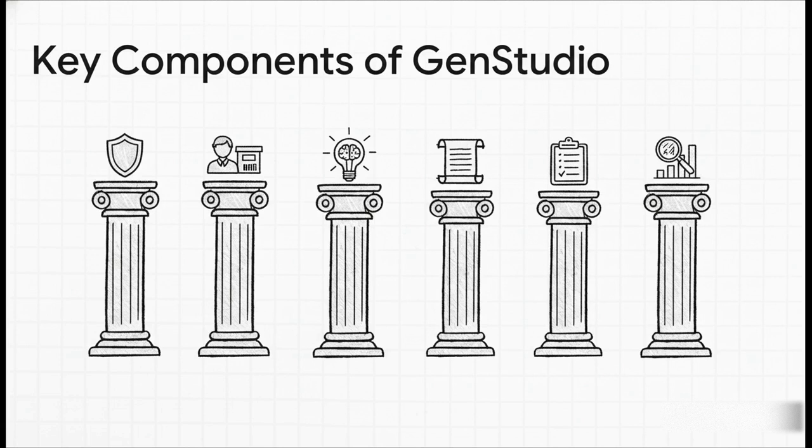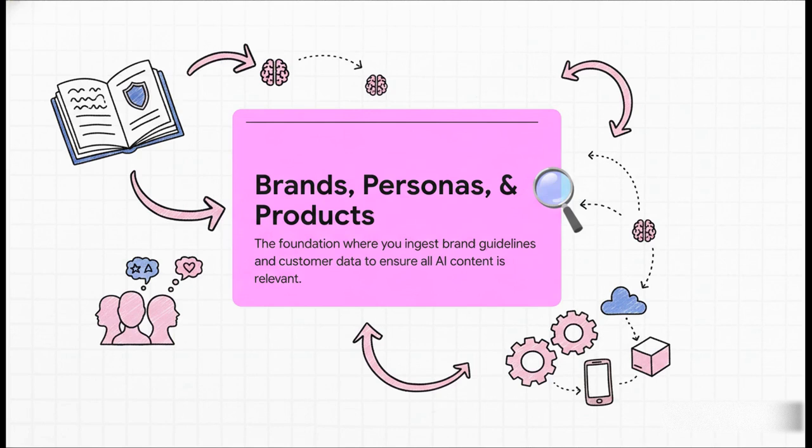We're going to kick things off by looking at the first 3, which are really the foundation of everything. Now, this is absolutely crucial. GenStudio doesn't just start making things up out of thin air. The whole process begins by setting up the rules of the game. A system manager feeds it your official brand guidelines, the PDFs that detail your tone of voice, your values, even stuff you're not supposed to say. Then you add in your customer personas and your product details. All of this info basically becomes the brain that guides and checks every single piece of content the AI generates.